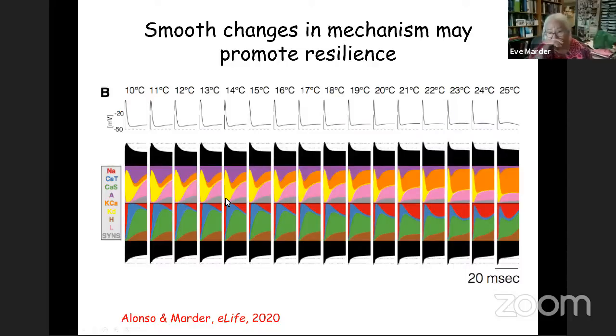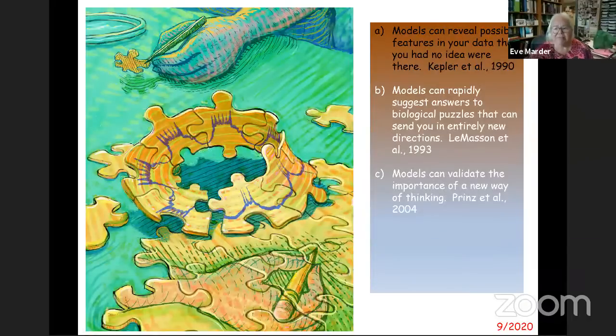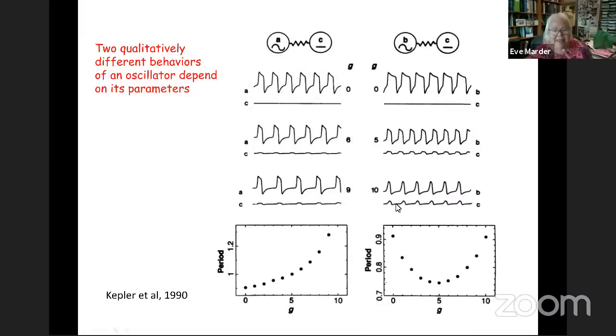Now, I'd just like to go back to the history, and make one or two other points about what you can learn from a model that you can't learn, or that we didn't learn, without them. Models can reveal possible features in your data you had no idea were there. Models can rapidly suggest answers to biological puzzles. And models can validate a new way of thinking. But the first one is from a very long time ago.